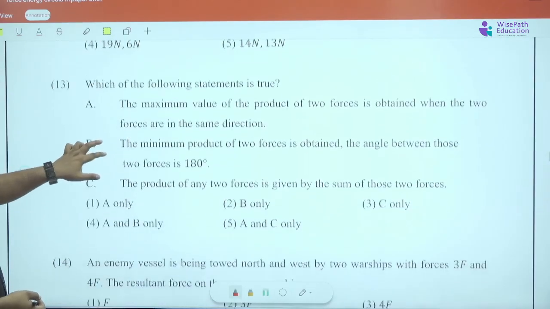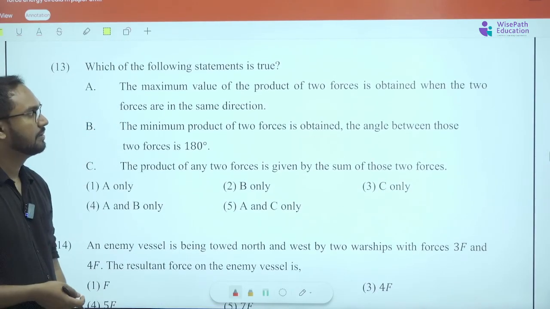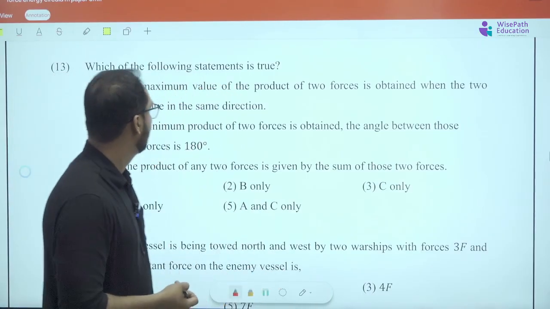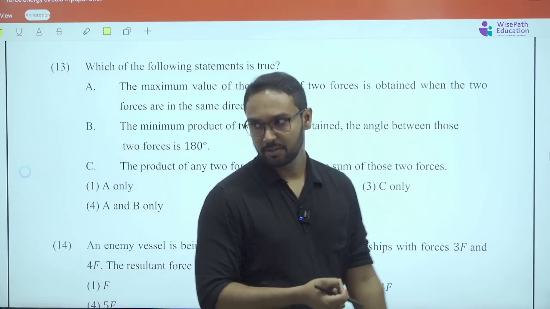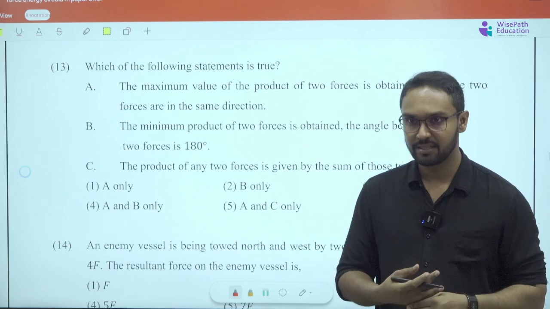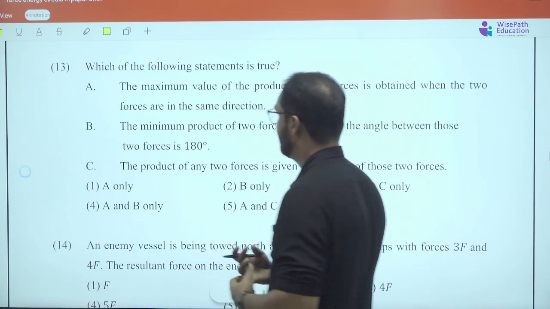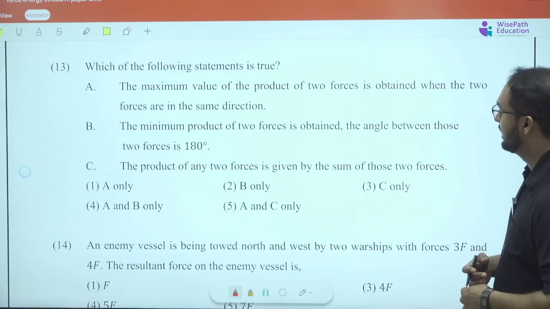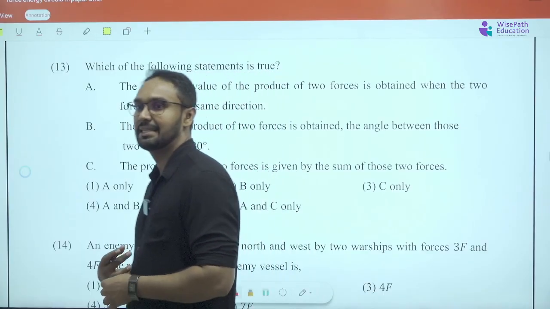13th question. Which of the following statements is true? A. The maximum value of the resultant of two forces is obtained when the two forces are in the same direction. Is it correct? Yeah, that is correct. That is when the addition is there, right? B. The minimum resultant of two forces is obtained when the angle between those two forces is 180. That is also correct.